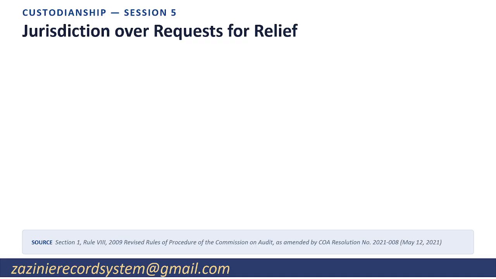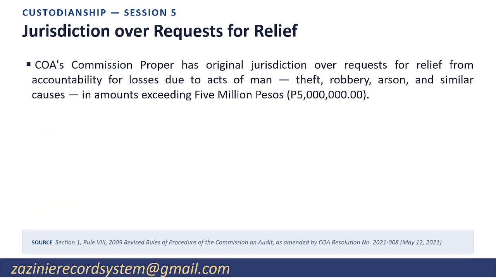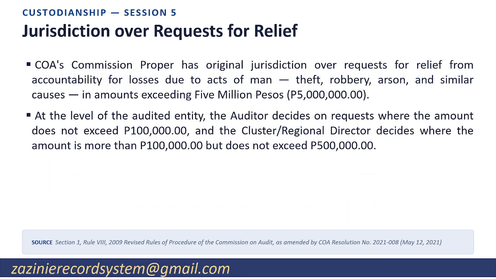Jurisdiction over requests for relief. Commission on Audit's Commission proper has original jurisdiction over requests for relief from accountability for losses due to acts of man, theft, robbery, arson, and similar causes, in amounts exceeding 5 million pesos. At the level of the audited entity, the auditor decides on requests where the amount does not exceed 100,000 pesos, and the cluster or regional director decides where the amount is more than 100,000 pesos but does not exceed 500,000 pesos.